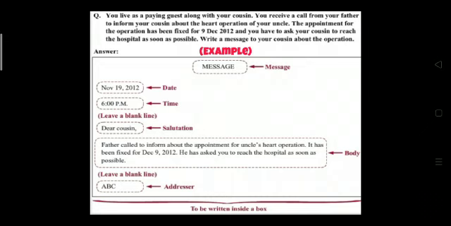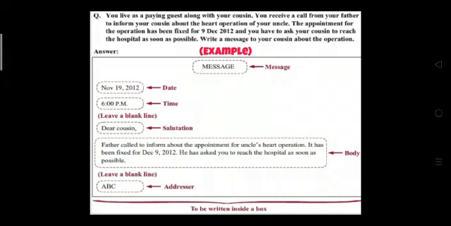Now after the content is over, you have to leave a line gap again, and at the end you have to write the name of the person who is writing that message. That is a very important thing. Here in the question, it is given that you live as a paying guest along with your cousin, so the name of the person is not given. So you may write ABC. Is it clear? Or you may write your own name. So first of all, what is required? You have to read the question thoroughly and carefully. Then you will find out what content you have to write in the main part of the message.